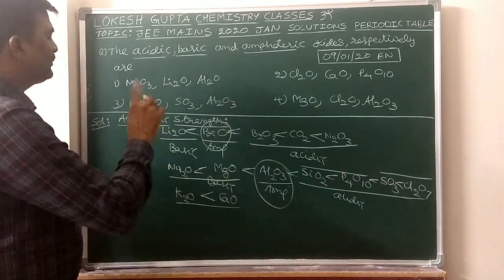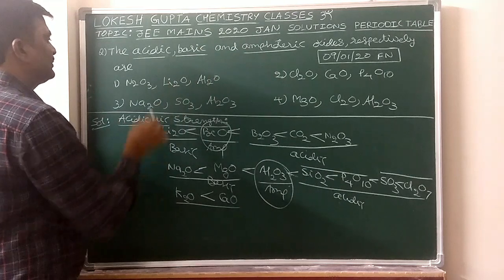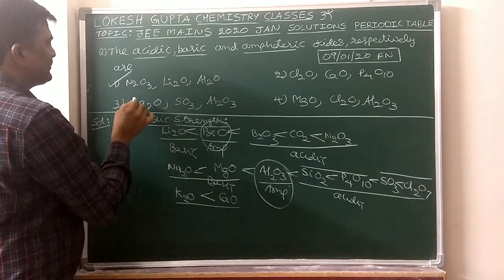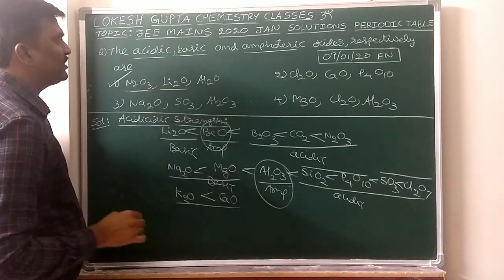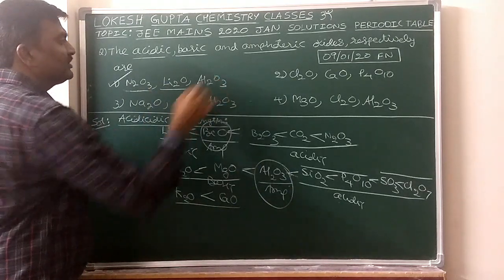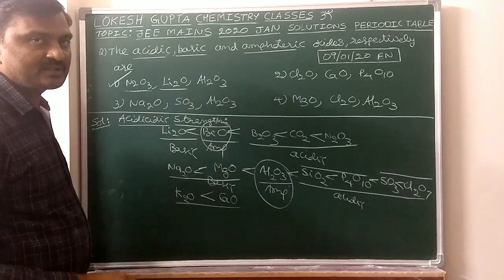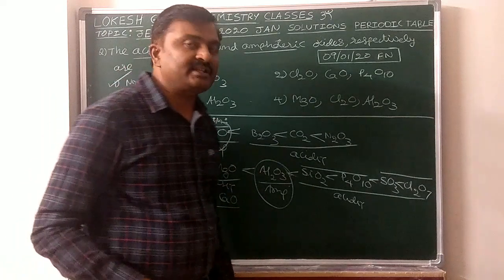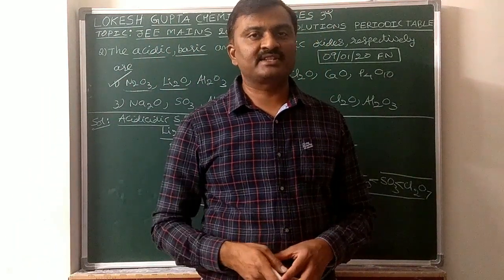Now, what do they want? First acidic, after that basic and amphoteric. So this condition will be satisfied by this one. N2O3 is an acidic oxide, Li2O is a basic oxide, Al2O3 is an amphoteric oxide. So the answer is the first option. So these are the solutions for the periodic table questions.